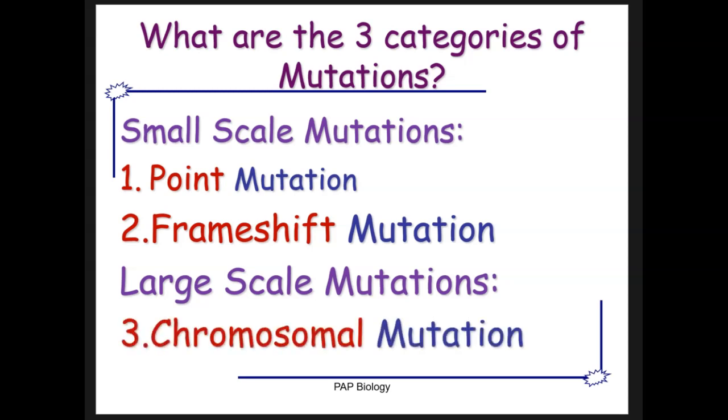So your small-scale mutations are those that affect the DNA at the molecular level by changing the normal sequence of nucleotide base pairs. These types of mutations may occur during the process of DNA replication during either meiosis or mitosis. Three possible types of small-scale mutations may occur. We'll get into those here in a minute.